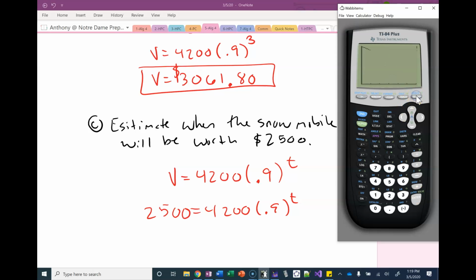Okay, so let's hit graph and take a look. So this first line coming in is the value of our snowmobile. There's 2,500 is the straight line. So we're looking for that point of intersection. So we'll press second and trace, pick the intersect command, enter on the first curve, enter on the second curve, and then scroll over for a guess. So our answer then is about 4.92 years after purchase.